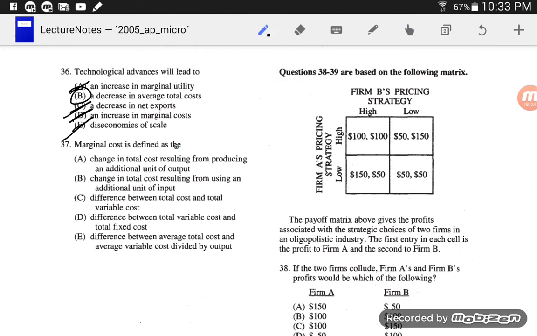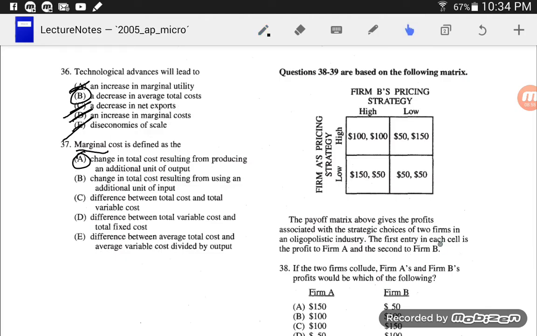Anyway, marginal cost is defined as... marginal cost, again, marginal is the next one, so it's the cost of adding one more. So, change in total cost resulting from producing an additional unit of output. Yes, that's correct. I'm not even going to read the rest.